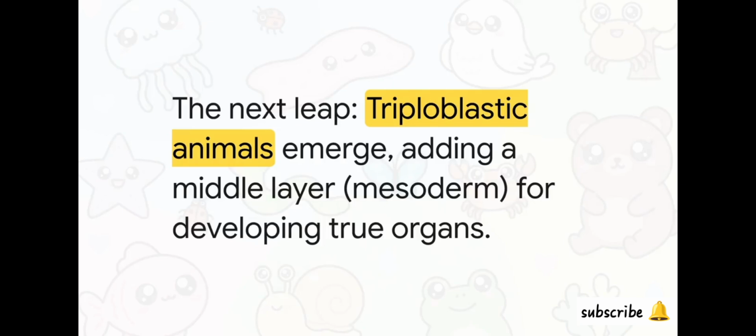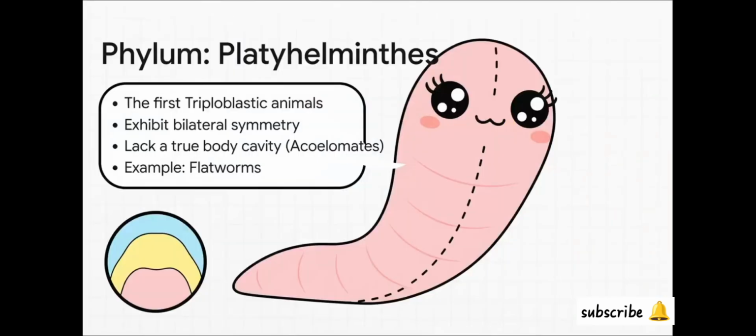The next massive step was adding a third germ layer, the mesoderm, which got sandwiched right between the outer ectoderm and the inner endoderm. I mean, think about what a huge deal this was. This new middle layer was the raw material, the building block for developing true organs, things like muscles, hearts, and kidneys. And our first triploblastic animals are from the phylum Platyhelminthes, the flatworms.